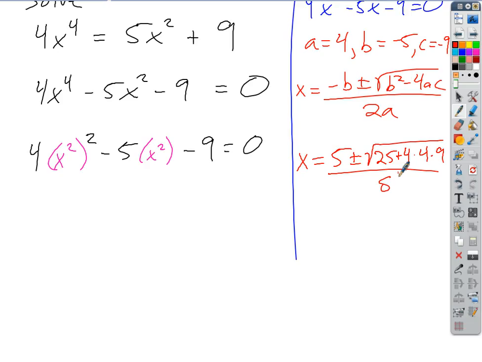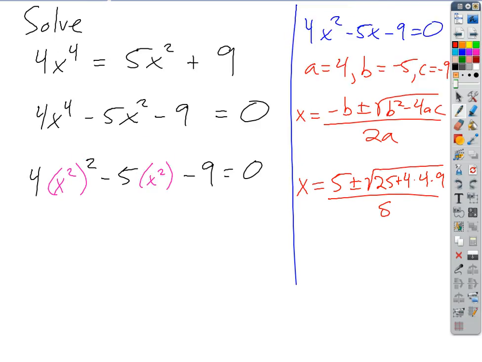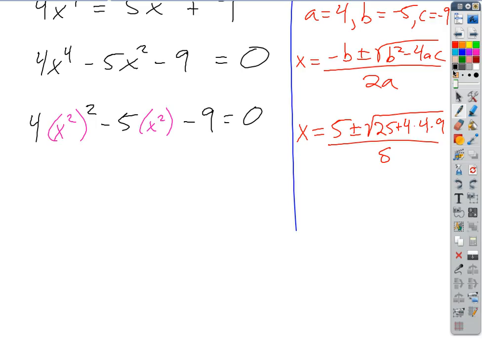The only difference is that here the quadratic formula was written in terms of x, in our quadratic equation. Here it's in terms of x squared. That's it. So the formula part is going to be exactly the same: -b plus or minus the square root of b squared minus 4 times a times c, divided by 2a.